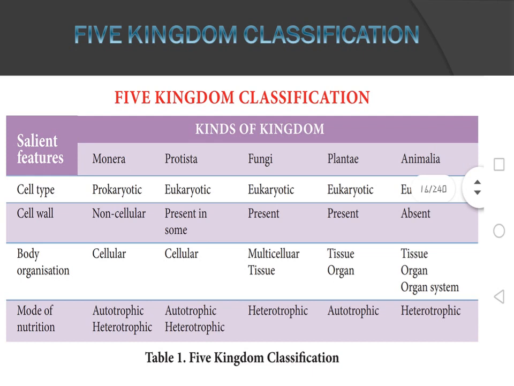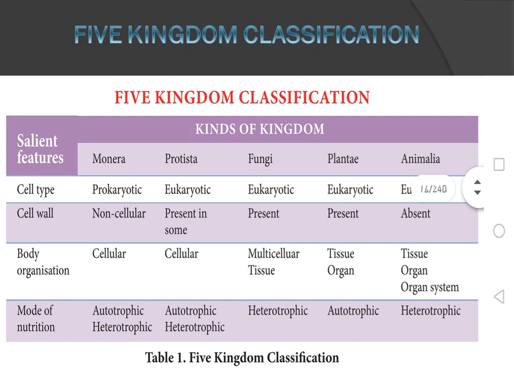Okay. The first one we can say is cell type. How will the cell type be for each phylum? For example, Monera is a prokaryotic cell, right? And Protista, Fungi, Plantae, Animalia, everywhere it consists of eukaryotic cells. So we already discussed the difference between prokaryotes and eukaryotes. Is it clear? Okay. And the cell wall.